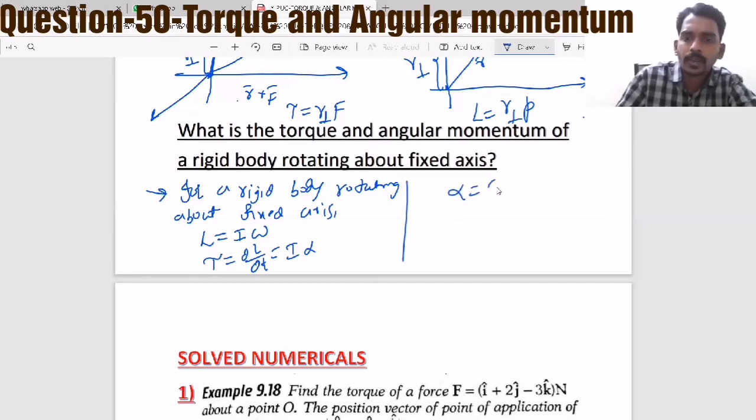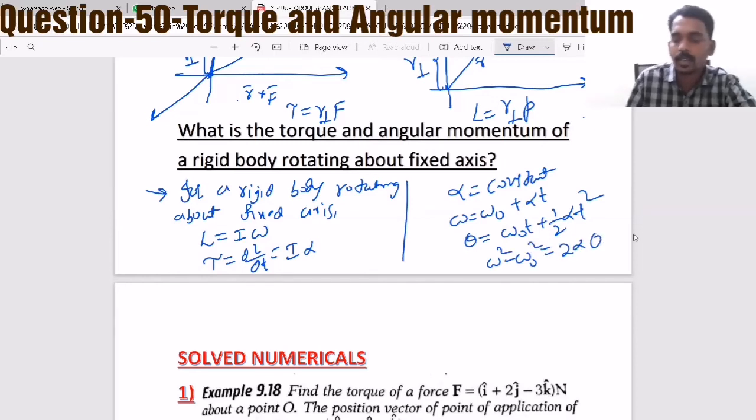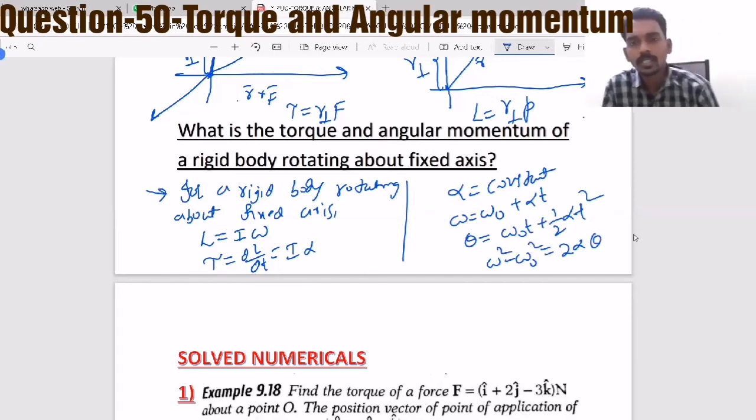Also, in case alpha is constant, you can apply equations of motion: the final angular velocity is omega equal to omega naught plus alpha t, the angle rotated within a time t is omega naught t plus half alpha t square, and omega square minus omega naught square equal to 2 alpha theta. So the question can sometimes be asked based on this also. So just try to remember each and every formula, then we can solve the questions.